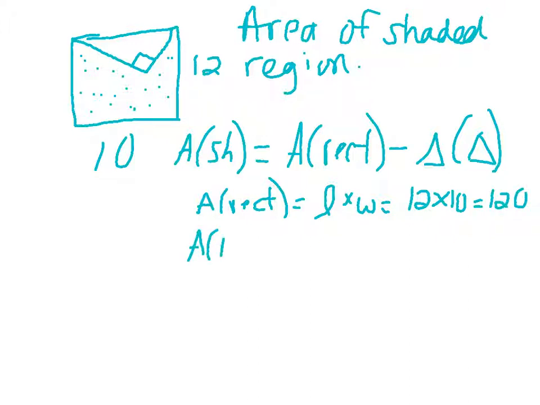The area of the triangle, well, any triangle is 1/2 base height or base height over 2. And, oh, I forgot to write that in. I apologize. We do know that this side is 6 and that side is 8. Hey, that's just like the last problem.